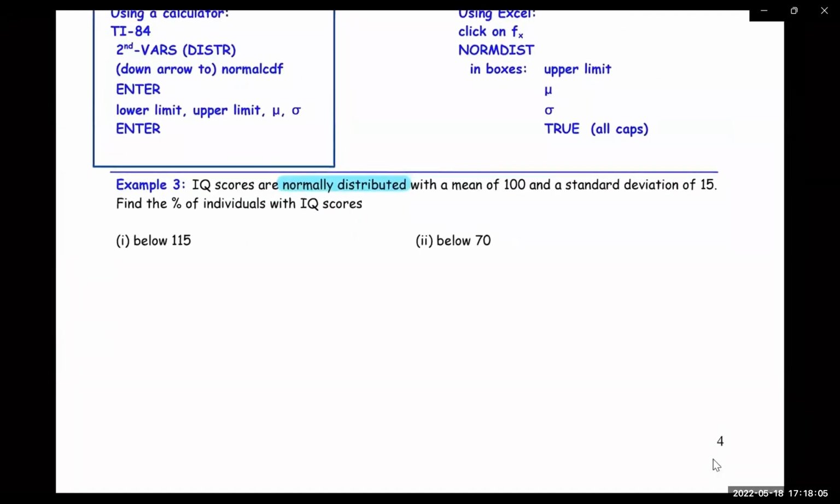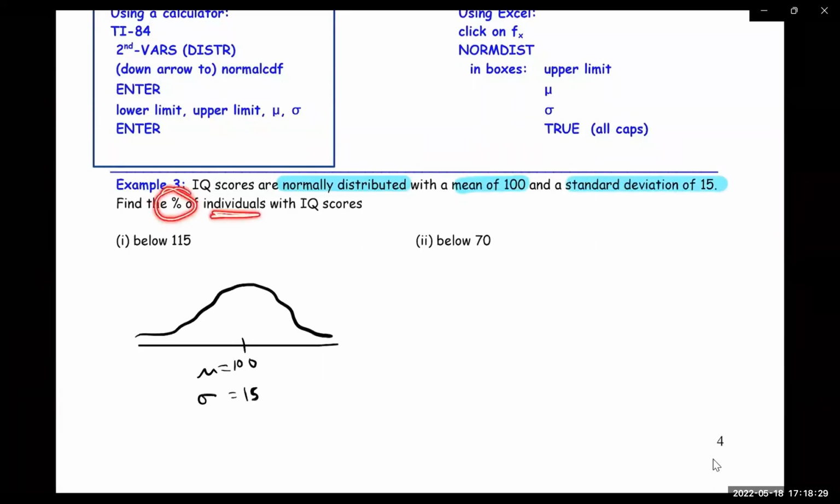So first thing we should always do is draw the picture. All right, the mean is 100. It tells you right here. The standard deviation is 15. We want to know the percentage of individuals with IQ below 115. So 115 is bigger than 100, so it's going to be over here somewhere. You can just draw a line anywhere that's to the right of 100. And because it says below, that means you need to shade the left side. If it would have said above, you would have shaded the right side.